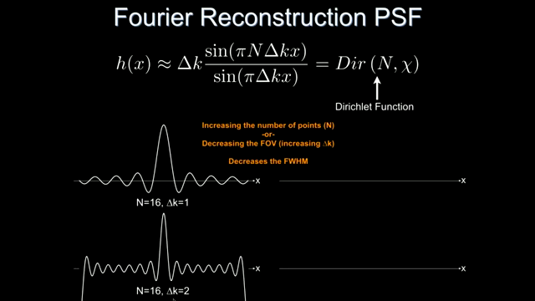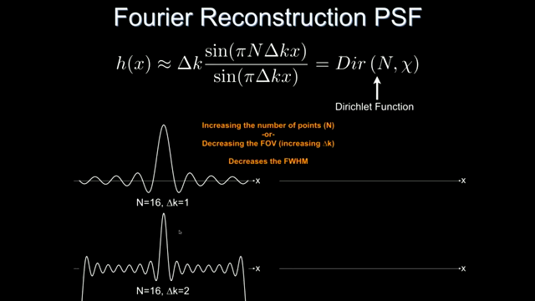So I had a field of view that was specified by delta k, and I was encoding 16 points. That's the top example. And now I'm going to increase delta k to 2. Increasing delta k meant my field of view got cut in half, but I didn't change the number of encoding points. So is my resolution higher or lower? Higher. Smaller pixels, higher. And you see that here.